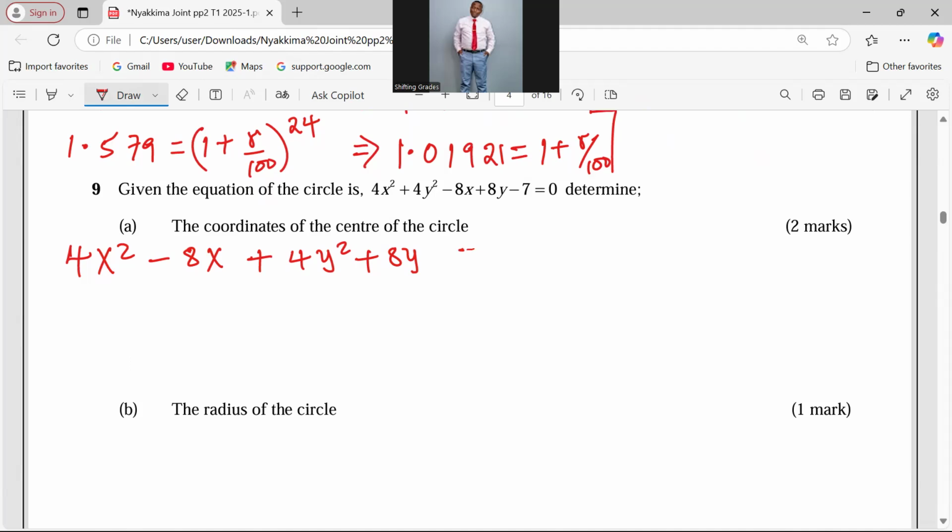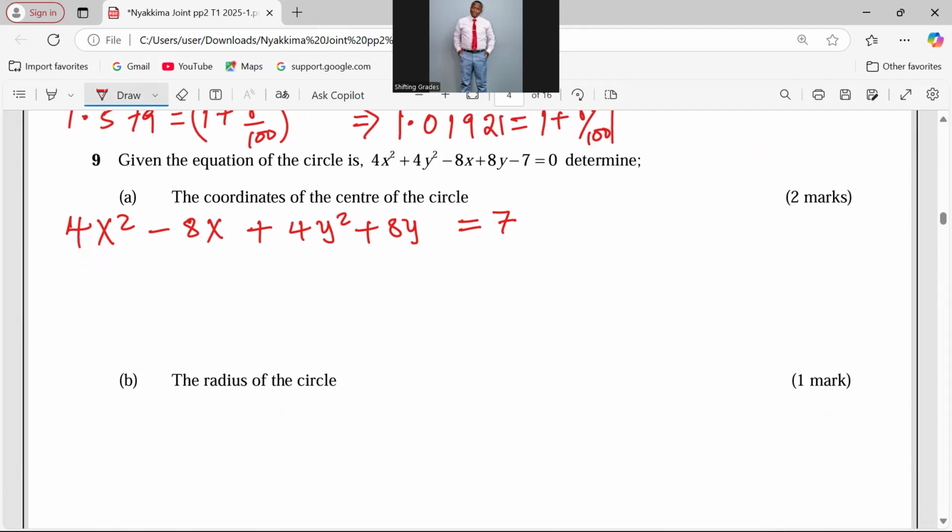Then we can take the constant to the right, whereby -7 will get added there. So we can complete the square for the x component now, whereby for us to complete the square, we have to divide through by the coefficient of x squared, whereby everything here will be divided by 4 throughout. So we will have x squared minus 2x plus y squared plus 8y equals 7 over 4.